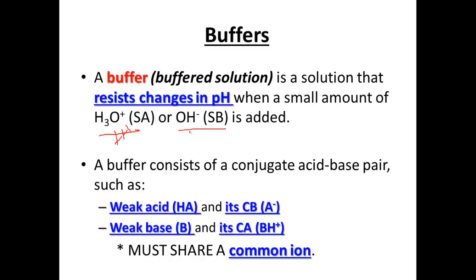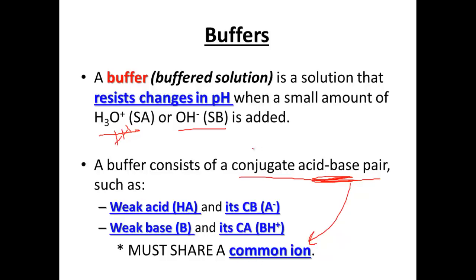All buffers consist of the conjugate acid-base pairs. So your choices here would basically be you have a weak acid and its conjugate base, in this case that'd be the A- of HA, or you'll have the weak base and its conjugate acid. Now that's the BH+ version there. I guess the big thing is if you have a conjugate acid-base pair, they must share a common ion. That's what makes it a conjugate acid-base pair.